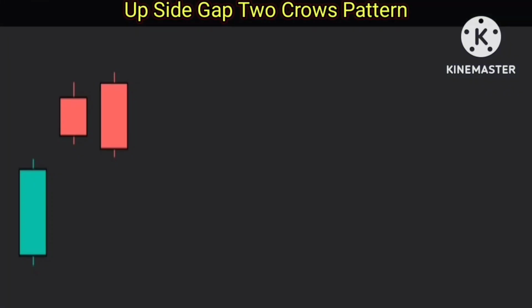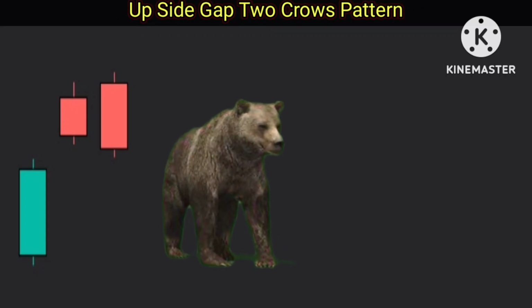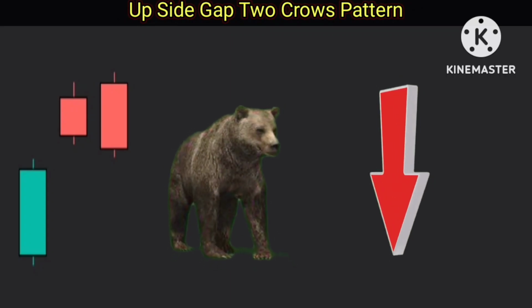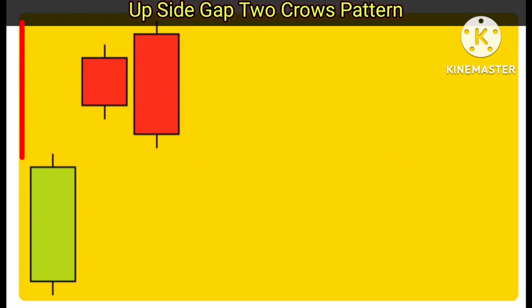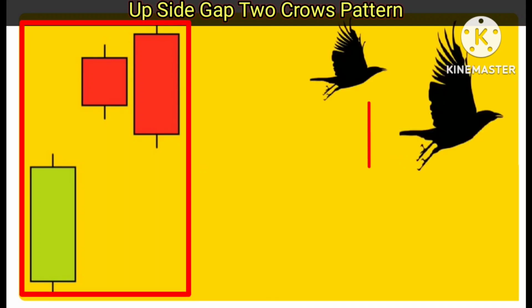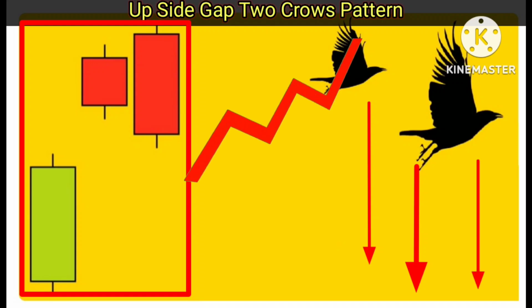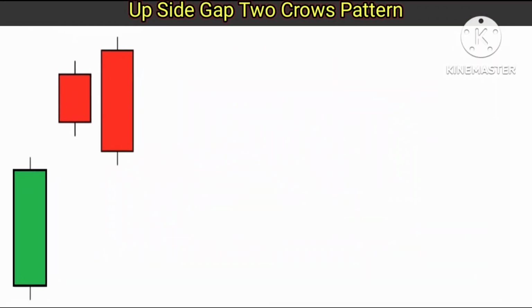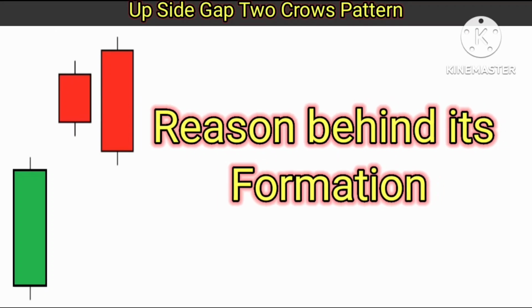Today we are talking about the upside gap two crows pattern, and it is a bearish candlestick pattern that brings the price down. The Japanese took the name of this candle pattern from two crows which are coming down from a height. In the same way, after the formation of this pattern, price comes down. Let's discuss the reason behind its formation.